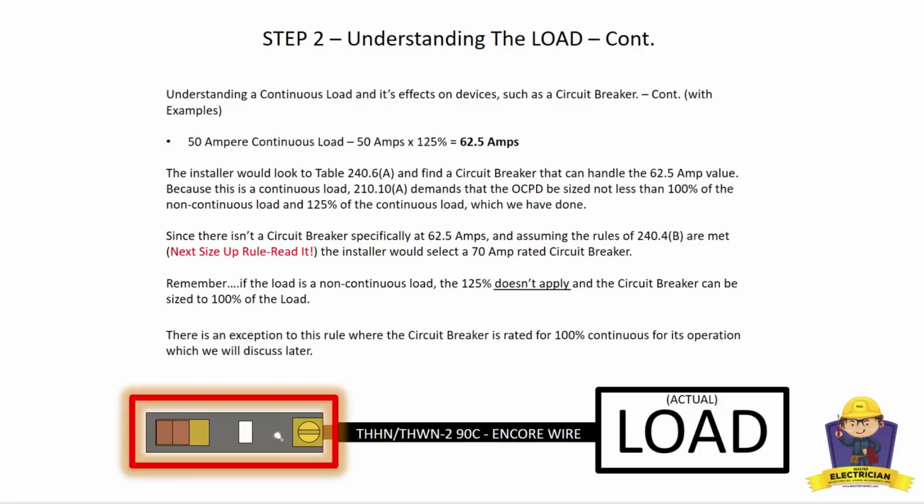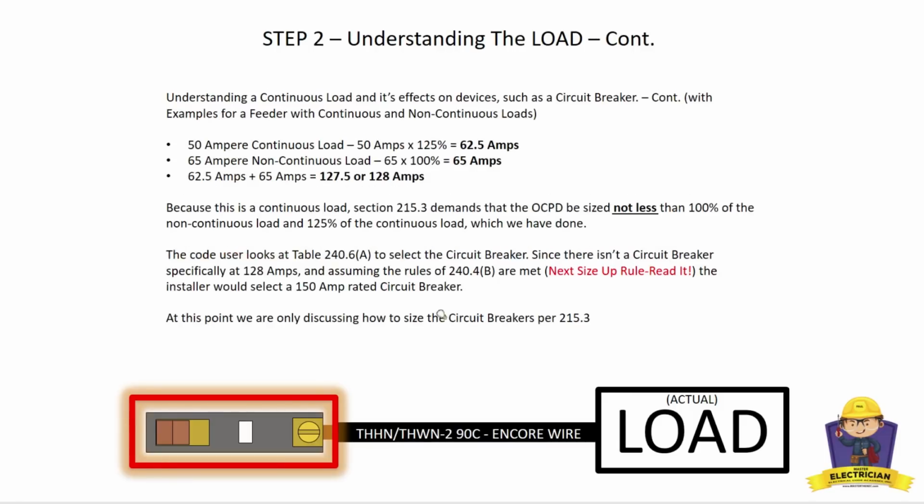If this breaker was rated for 100% of its continuous use, then I could just size it. It could be a 50 amp, could handle a 50 amp continuous load. I don't need to worry about the 125. These breakers have to be listed as such. That'll have that marked on it, and you need to look for that. Otherwise, standard molded case circuit breakers aren't going to have that stamped on it.